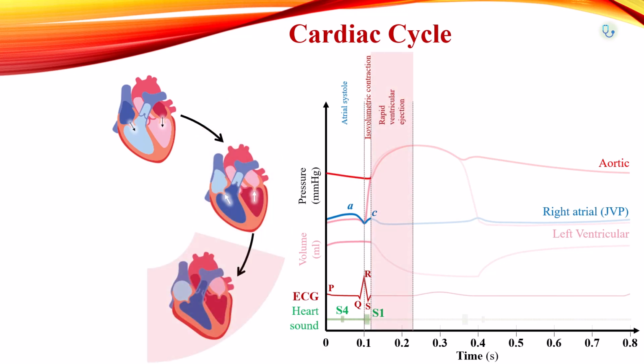During rapid ventricular ejection, there is a sudden ejection of a large amount of blood from the ventricles. When the left ventricle ejects the blood, the pressure from the left ventricle is equally transmitted to the aorta. At the same time, the volume of blood in the left ventricle decreases quickly. On the ECG, rapid ventricular ejection matches the ST segment, which represents the period between ventricular depolarization and ventricular repolarization.